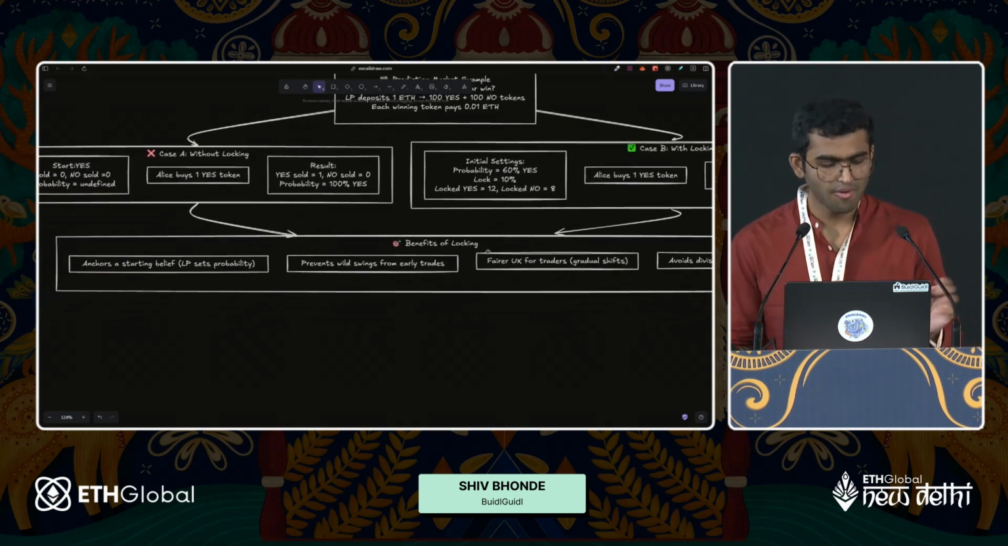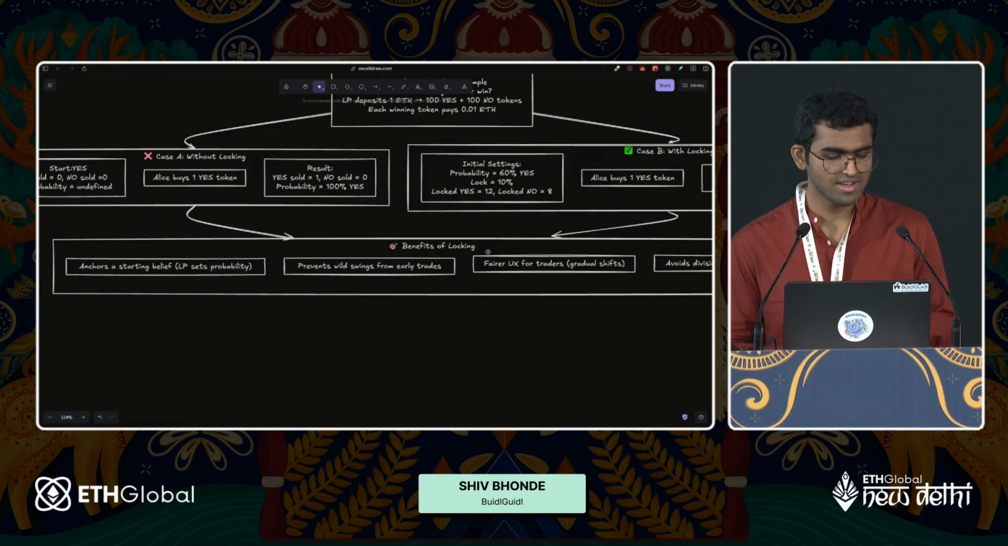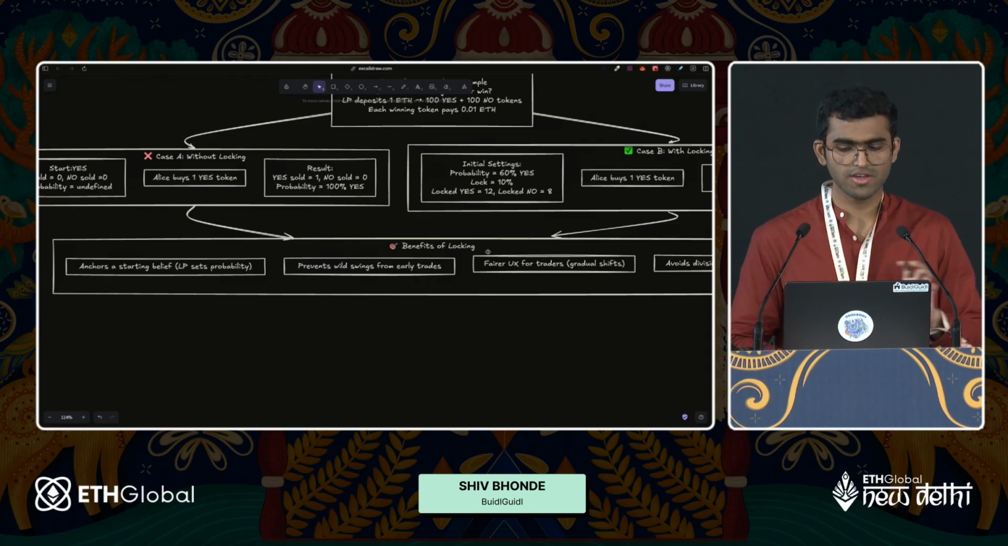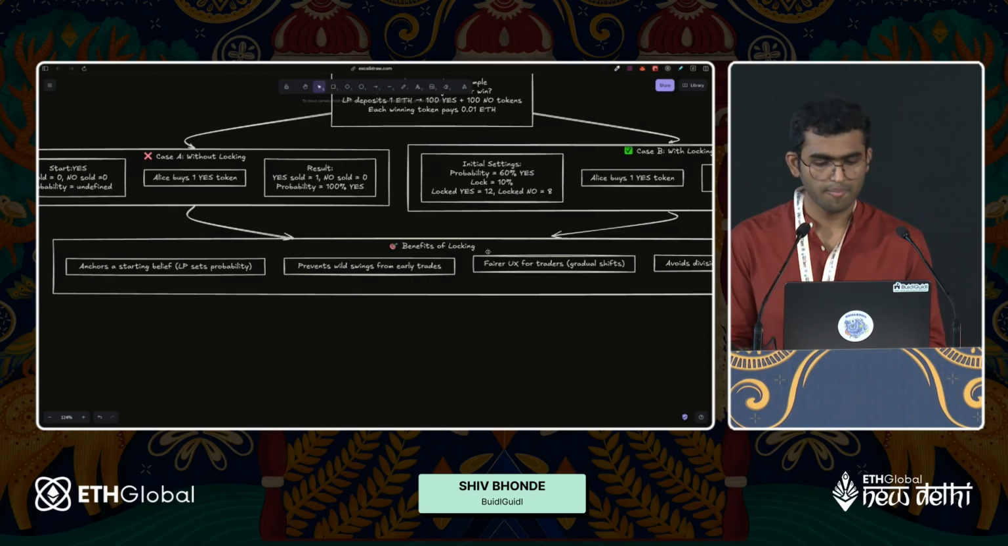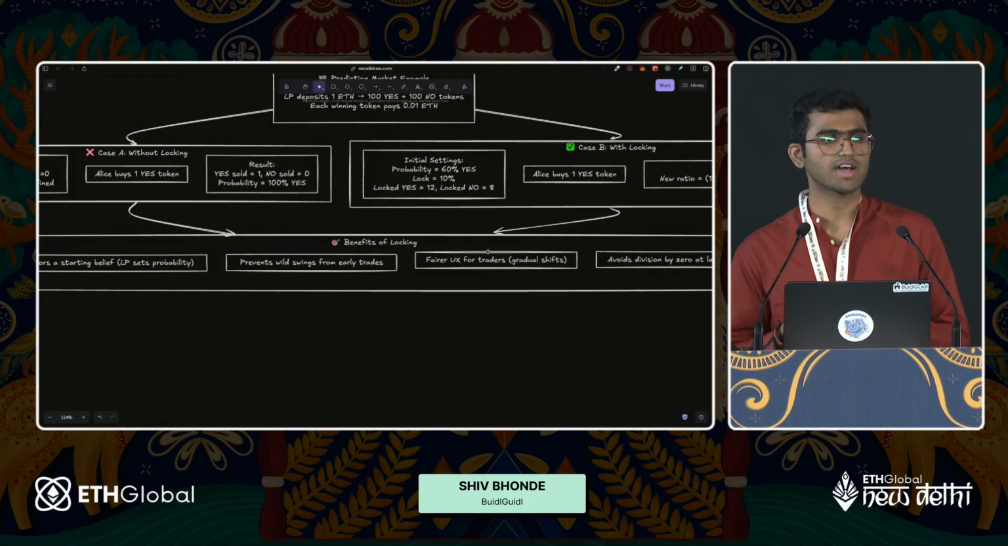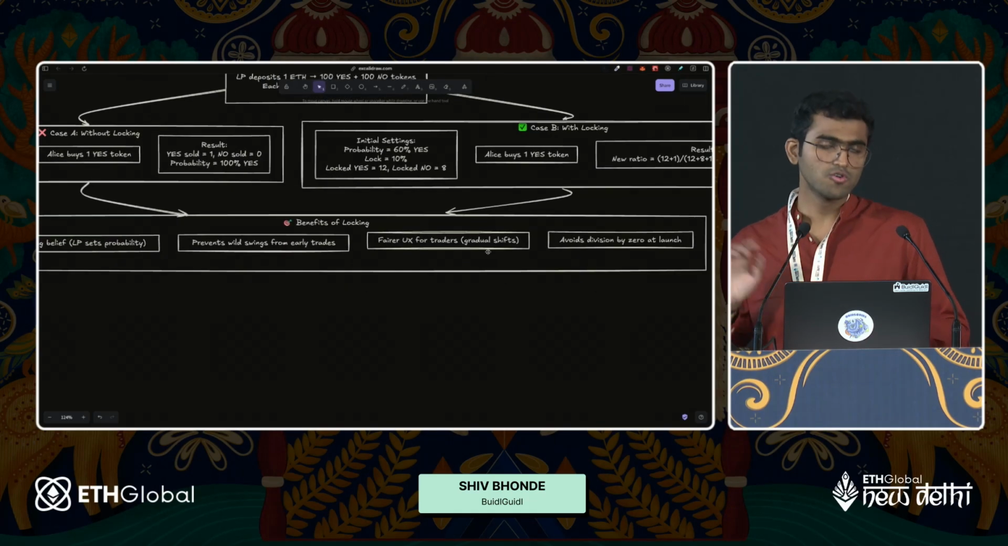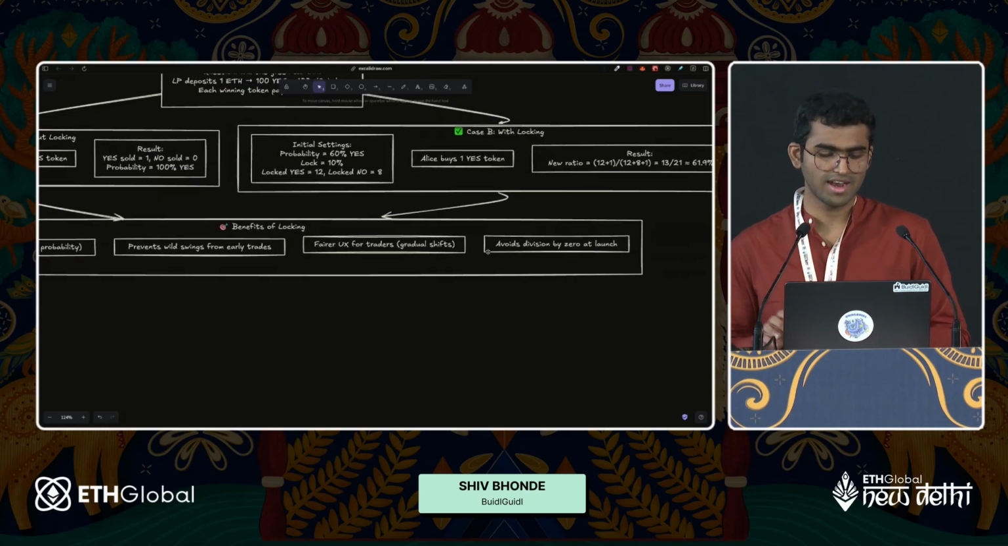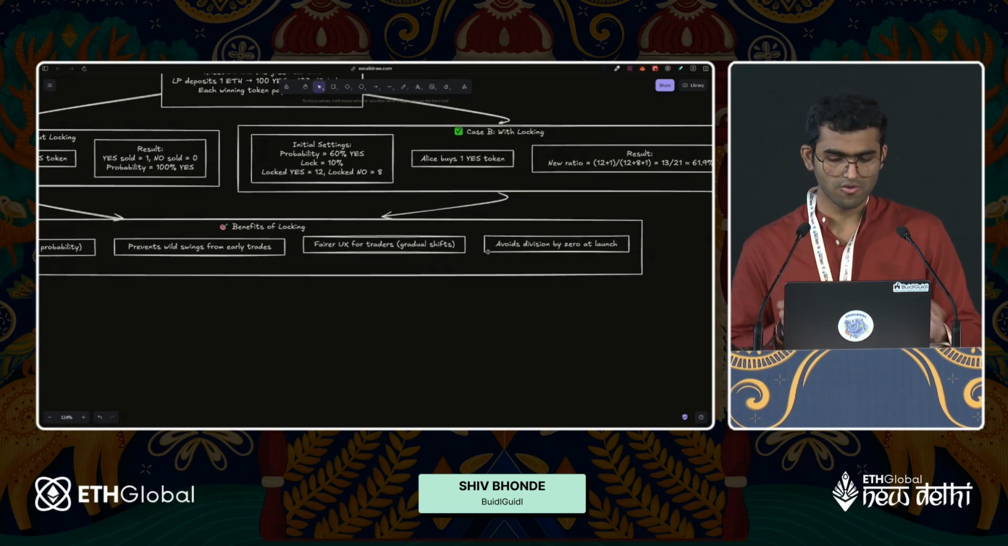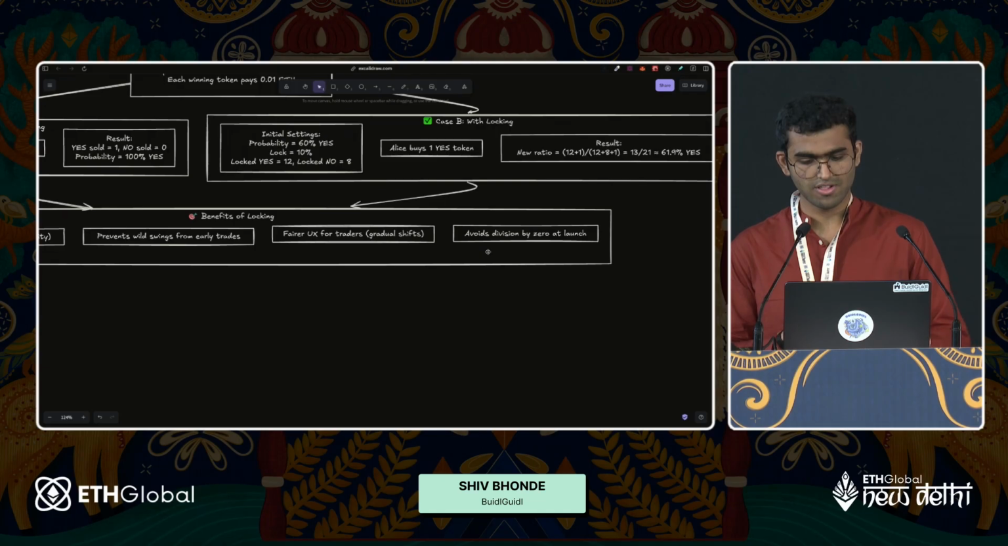Some of the benefits are that it anchors the starting beliefs: if the LP provider feels that a certain outcome is more likely, he can set the probability initially. It also prevents wild swings from early trades. If a new user comes to the prediction market, they can see that there is no token that is completely winning, and it also avoids some maths.